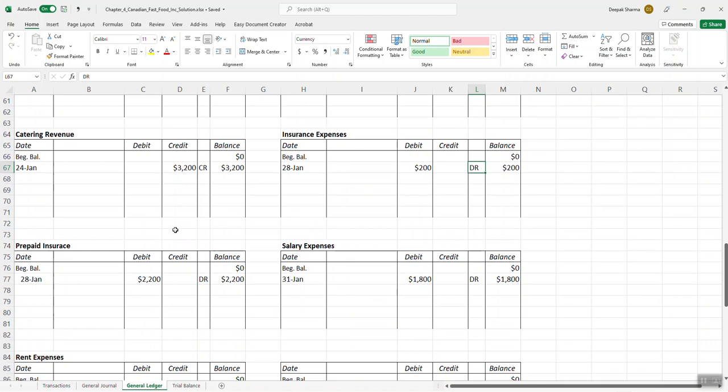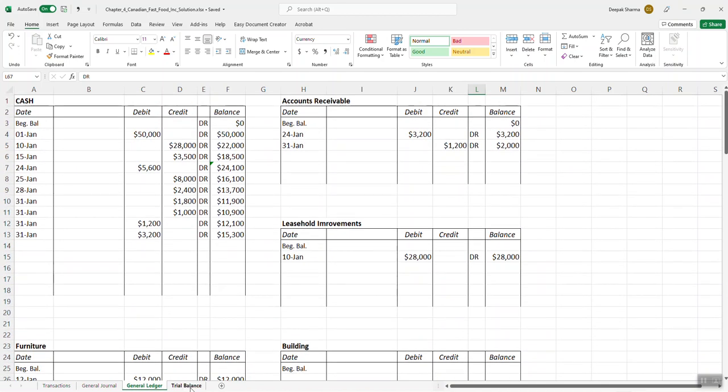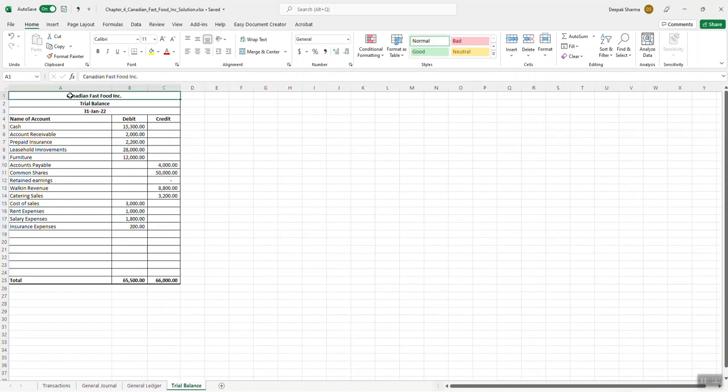Once you finish that, then we start preparing a trial balance. When you prepare a trial balance, you start with the company name, then you put a title, then you put a date when you're preparing this trial balance. Next we list the accounts. As I mentioned in the previous lecture, you always have to put the accounts in order: your asset accounts first, then your liability accounts, then your equity account, then your revenue account, then the expenses account.